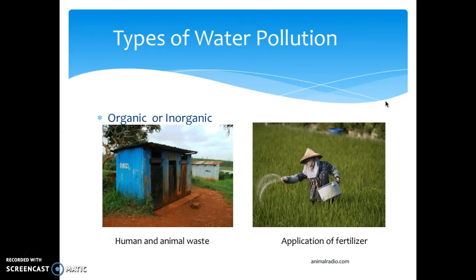Then there's organic versus inorganic. So organic just means it comes from some sort of living matter, right? So you could think of fecal matter as organic pollution, even though it's extremely dangerous at times. On the other hand, on the right, we have chemical fertilizers. So you can see this person just tossing chemical fertilizers, like in the form of pellets, onto, I'm guessing this is probably a rice paddy.